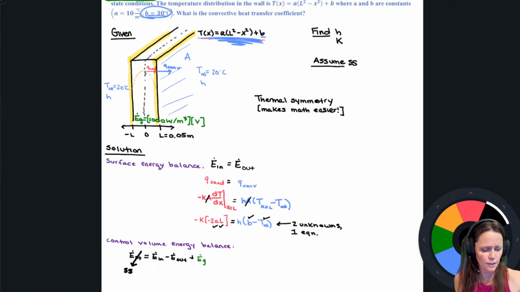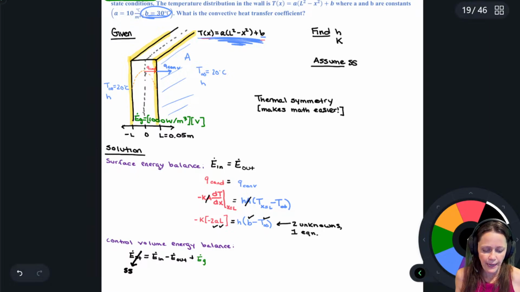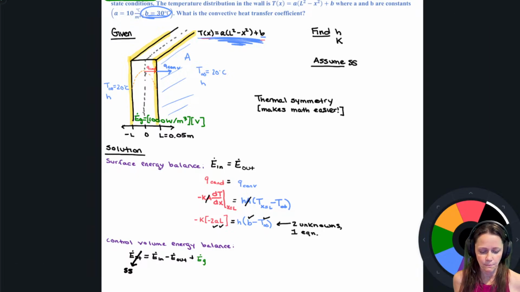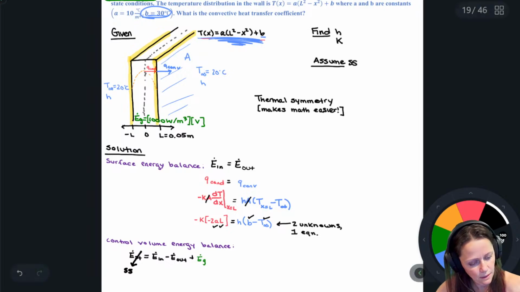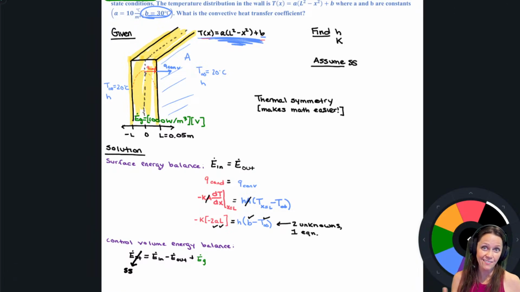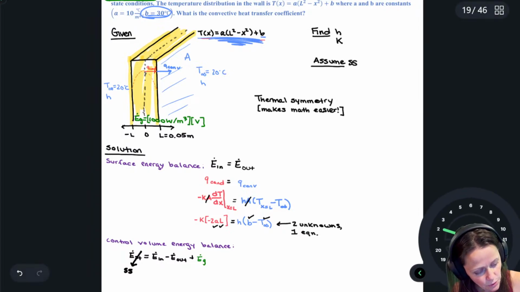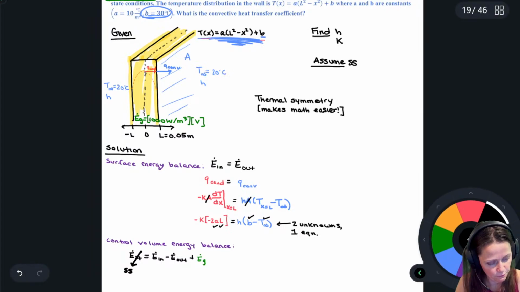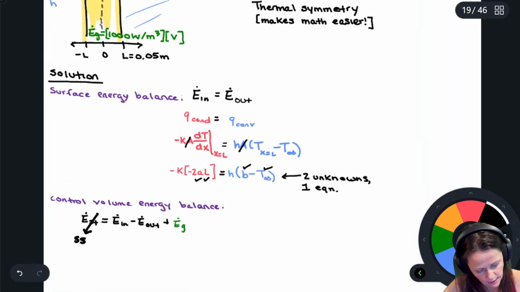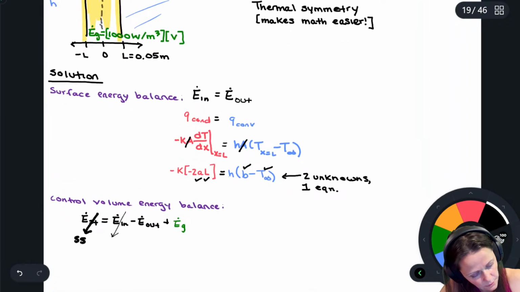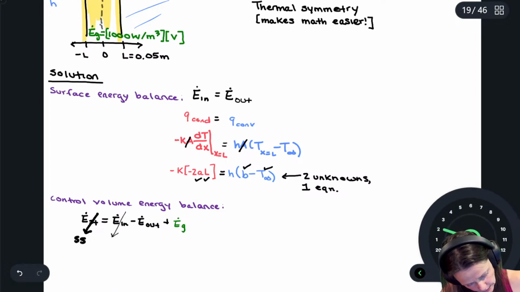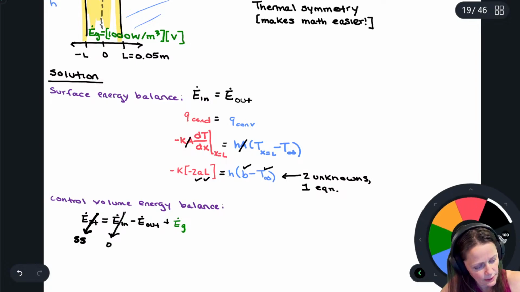And then if I look at my control volume, I don't have anything coming in. My control volume is this whole thing. I don't have anything going in, I just have things going out. I've got Q by convection going out. So that E dot in term is going to be 0. So I have E dot G.